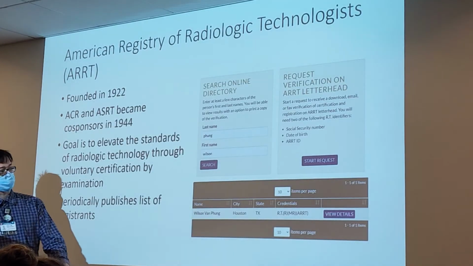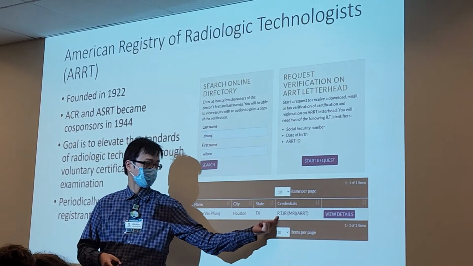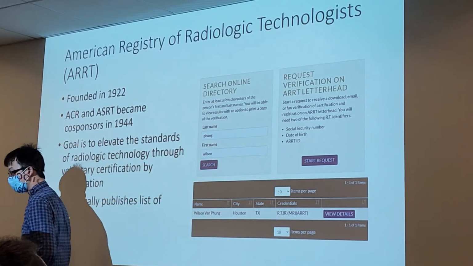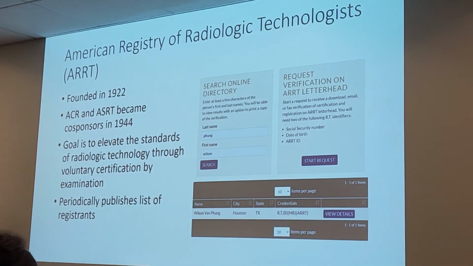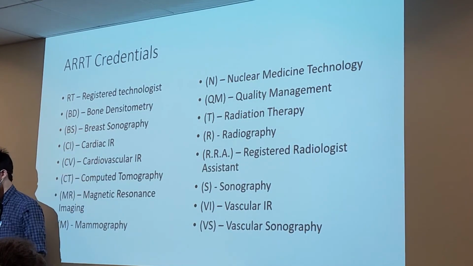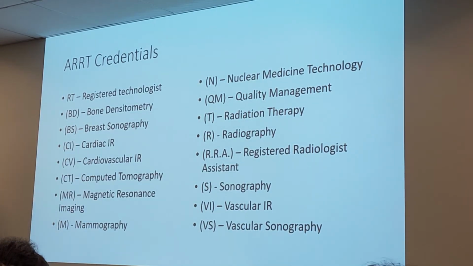Now, if you look here, you may notice that I have these credentials. I have a bunch of letters after my name. What do these letters mean? Well, here you go. RT stands for Registered Technologist. It doesn't say what you're registered in. It just says that you are registered. It's the stuff that comes afterward which gives the details.